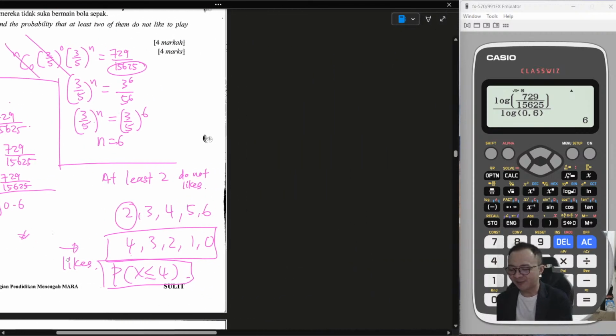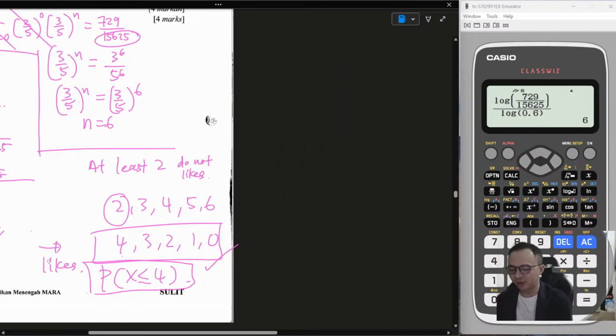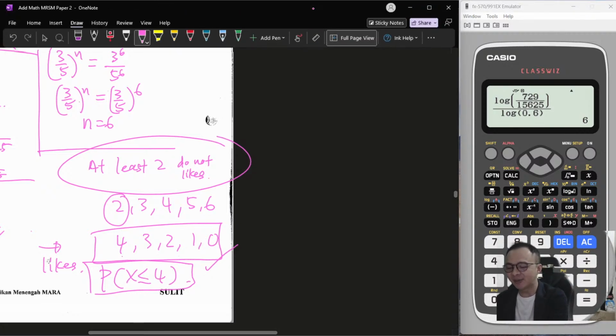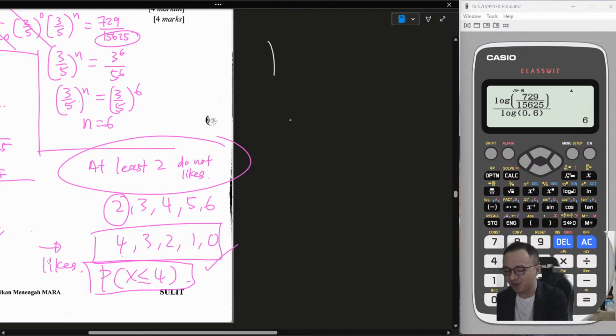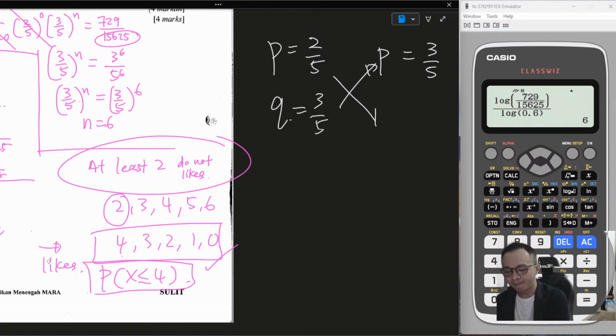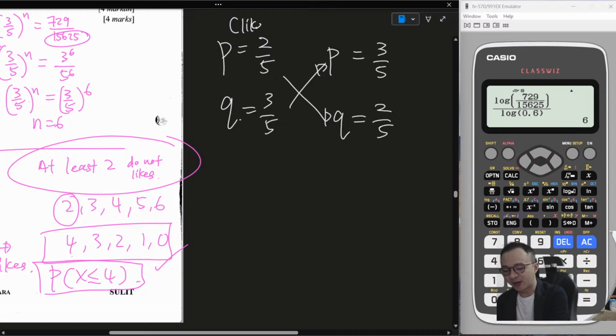But sometimes I myself am lazy to do this analysis, like working out what is the opposite of at least 2 do not like. So for me it's a bit tricky. Sometimes my brain just doesn't work so well. So I will just change my p to the probability of do not like. Since like is 2 over 5, my new p is 3 over 5, because this one originally is q. So my q goes to p, p goes to q. Because the original one was who like to play football, right? So right now p is do not like to play football.